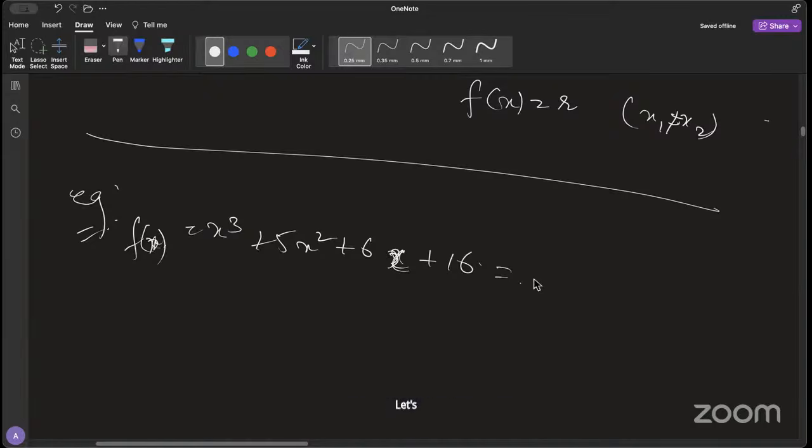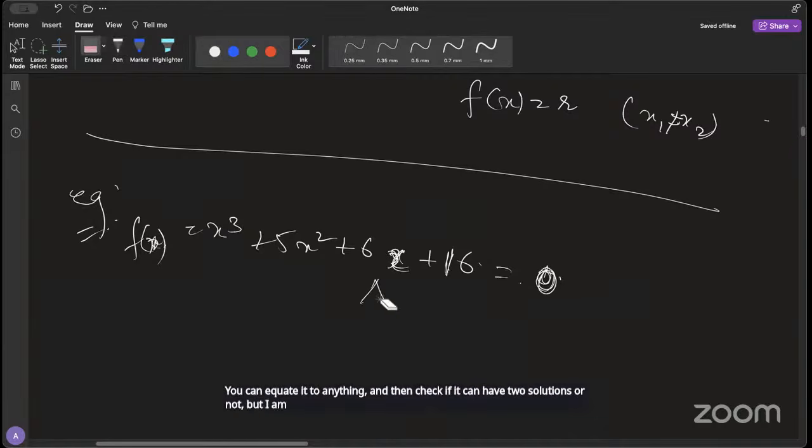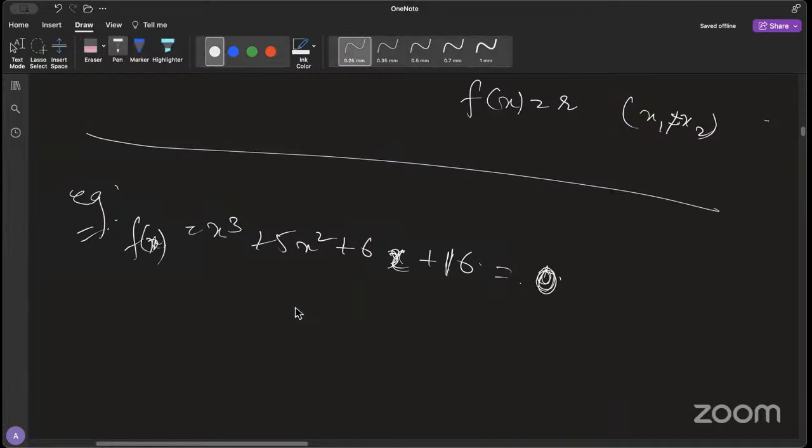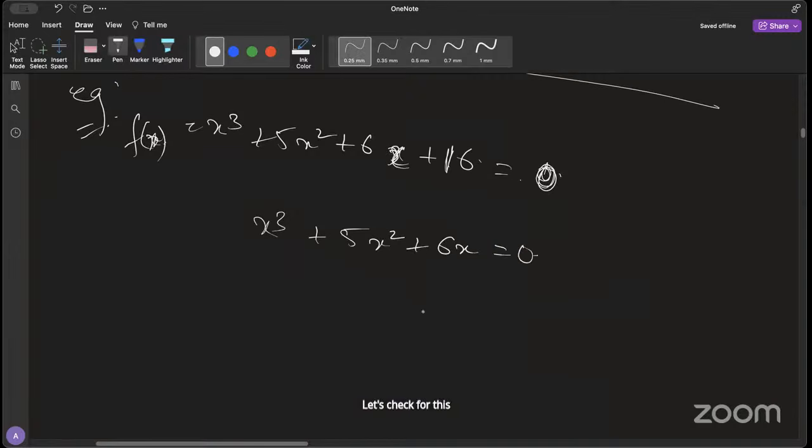Let's say I equate this to 0. You can equate it to anything and then check if it can have two solutions or not. But I am equating it to 0. Then let's see this thing. x cube plus 5x square plus 6x. Let's check for this one if this can be 0 or not for two different x.